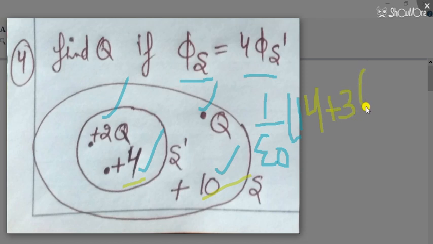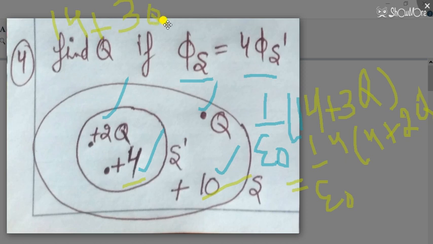The rest will be the same, that means it is equal to 1 by epsilon naught times 4 plus 2q, but it is 4 times than earlier, so it is 1 by 4 into 4 plus 2q. This is by the given condition. So on solving it, I am writing 14 plus 3q at the top. Your answer will just have a minor change.